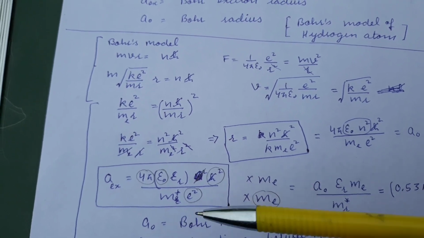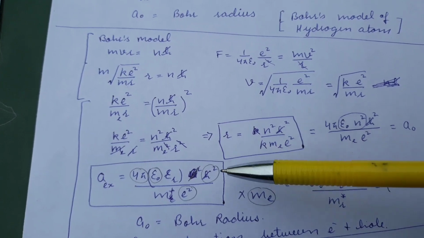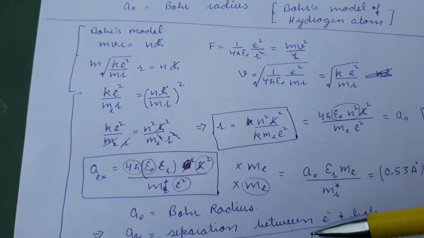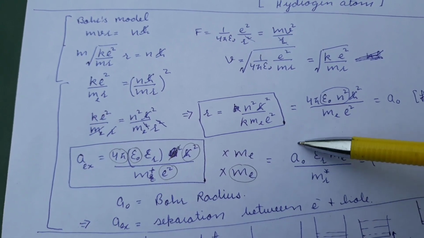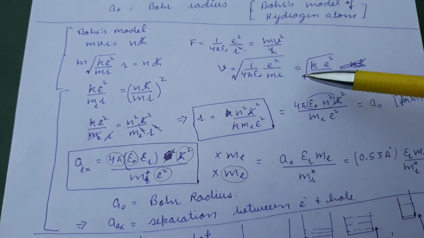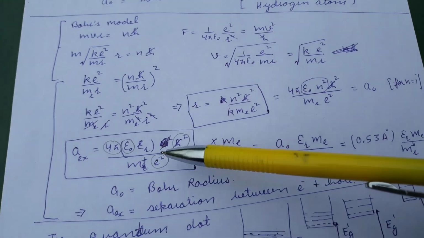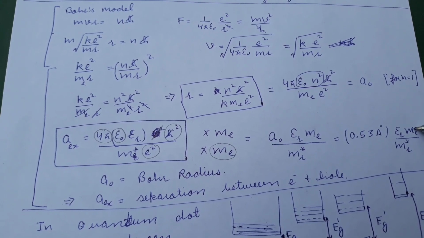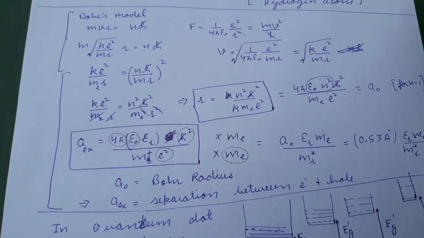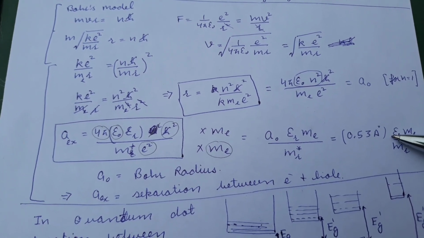So here we are replacing m e by m r star, the reduced mass of electron and hole. Just multiply it with m e, the mass of electron, and then try to incorporate the Bohr radius. This is how you will find this relation which we have written here. So it means that the Exciton-Bohr radius depends upon the mass of the electron and the reduced mass of electron and hole, as well as the permittivity of the material.